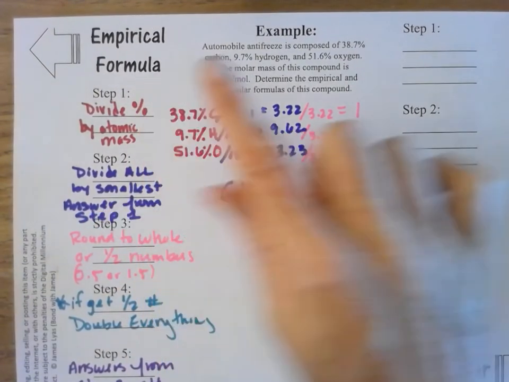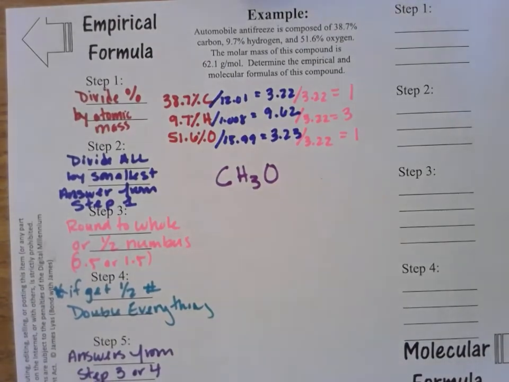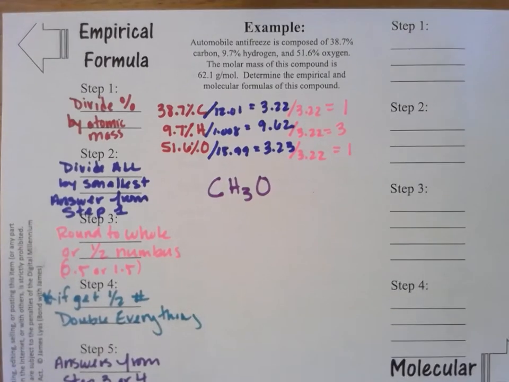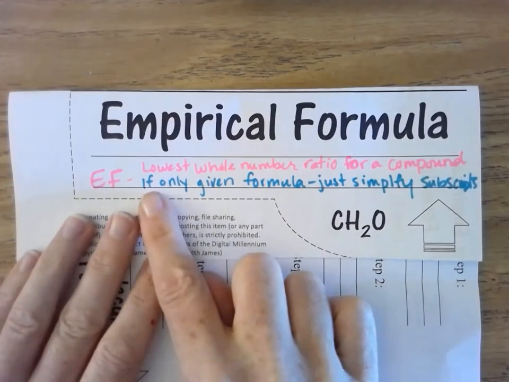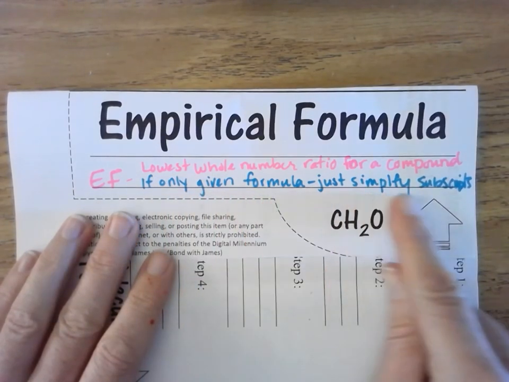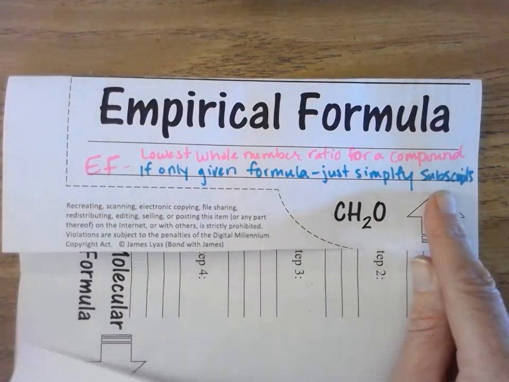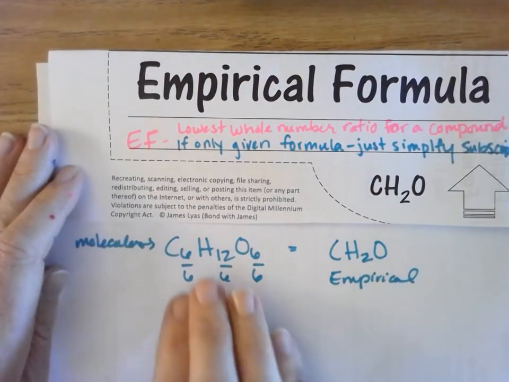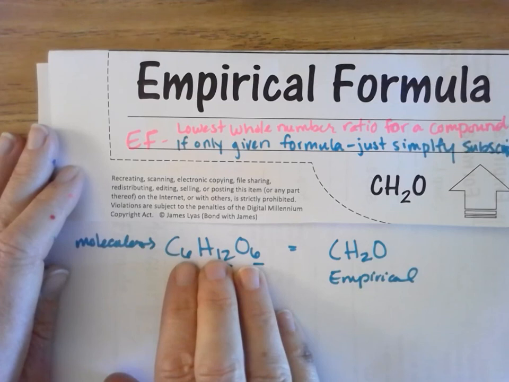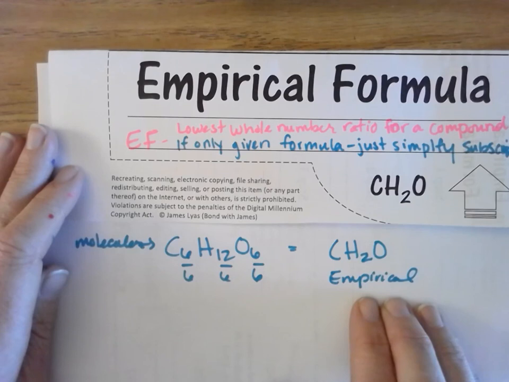When I'm provided percents, I go through these particular steps. The only time I have to go through those steps is if I start at percents. If you're only given a formula, you just simplify the subscripts, just like I did here. So there are two methods. Here we were given this as a formula. We divided everything by 6 to get the empirical formula. So there are two methods to find the empirical formula.